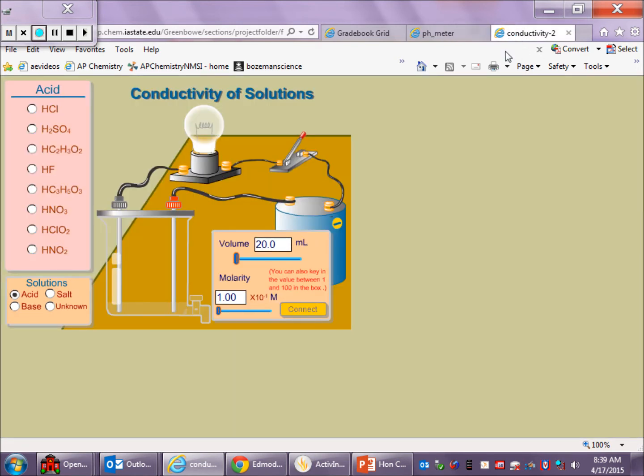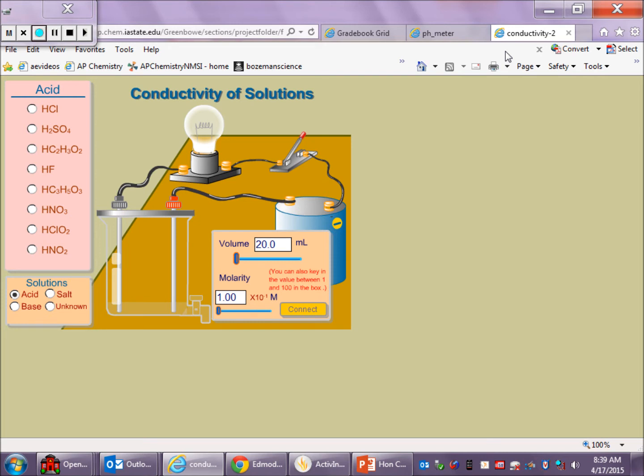Conductivity. The first thing we will check, distilled water. I will tell you right now that distilled water does not conduct electricity. Remember, we said to use C if it conducts, S for slightly, and N if it does not conduct.